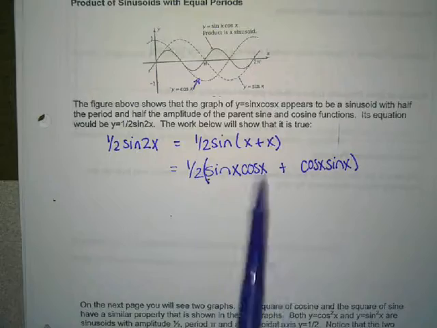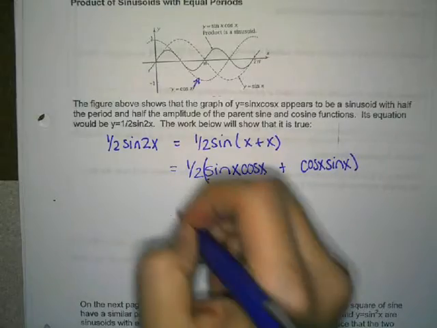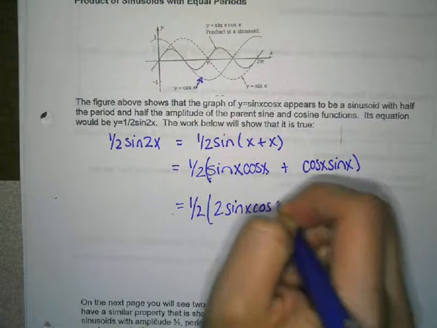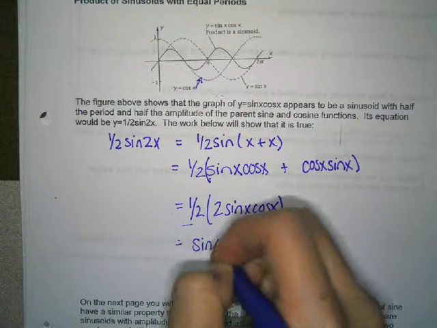Sine x, cosine x, cosine x, sine x. Yep. Are they the same term? So I could add those together to get 2. Yep. And by adding them together to get 2, what happens with the 1/2? It becomes 1 when it multiplies, and that just gives you sine x cosine x.